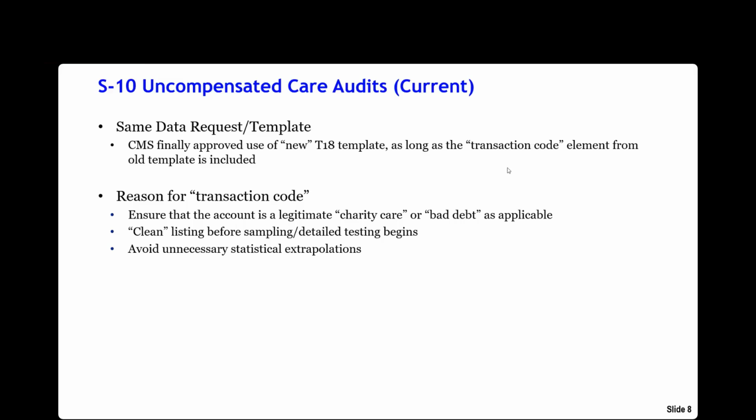And without it, well, I'll get into what the problem is if we don't have it. So the entire purpose of the transaction code is to help us determine: was it really written off as charity care or bad debt, or was it something else that's not allowable, like a contractual adjustment, things like that?